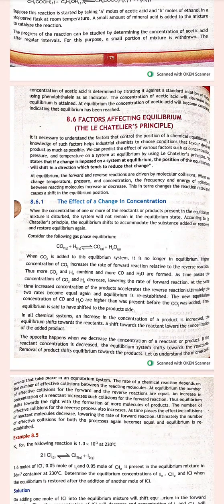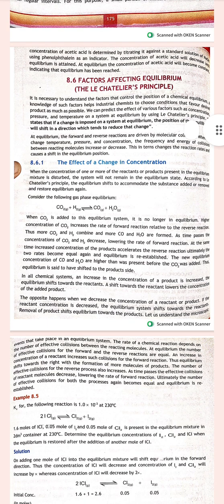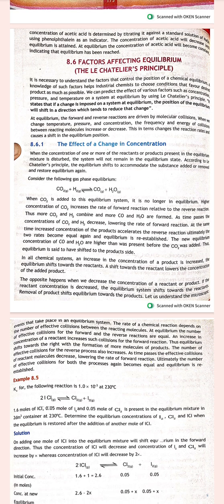Factors affecting equilibrium. So here is the important principle, that is Le Chatelier's principle. It is necessary to understand the factors that control the position of chemical equilibrium. A knowledge of such factors helps industrial chemists to choose conditions that favor desired products as much as possible. We can predict the effects of various factors such as concentration, pressure and temperature on a system at equilibrium by using Le Chatelier's principle. Okay, what this principle says, it states that if a change is imposed on a system at equilibrium, the position of the equilibrium will shift in a direction which tends to reduce that change.